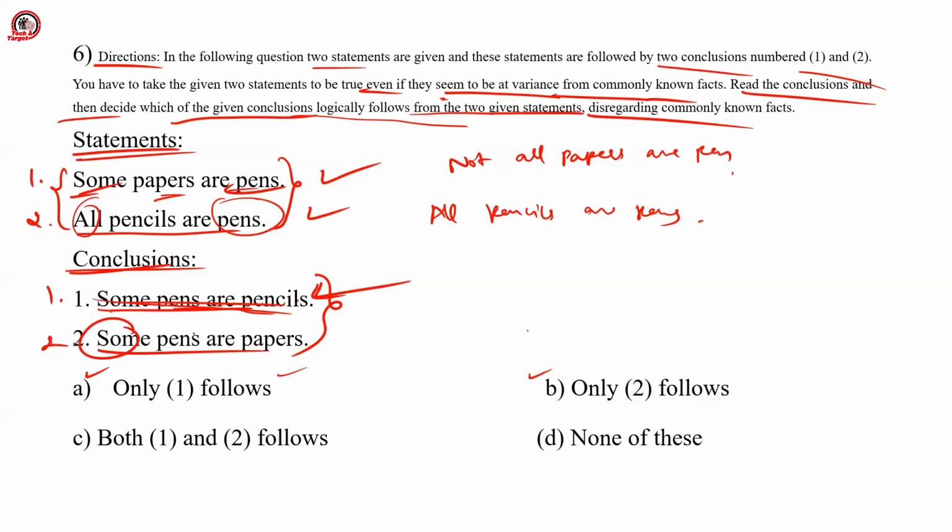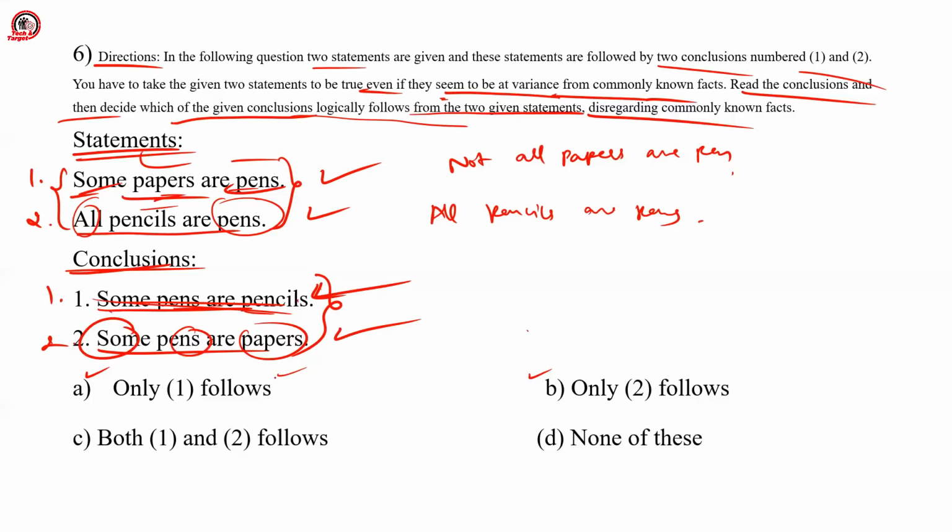They say that some pens are papers, right? We know that some papers are pens. If some papers are pens, then definitely there will be some pens which are actually papers. If not all pens are papers, there would still be some pens which are also papers. Because some papers are actually pens, there should be some pens which are actually papers. So this statement is also following.